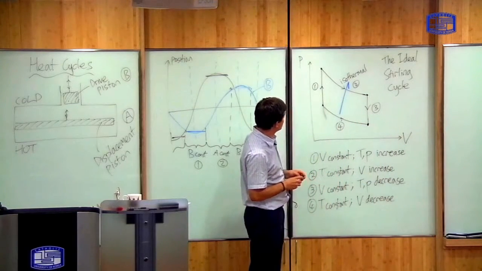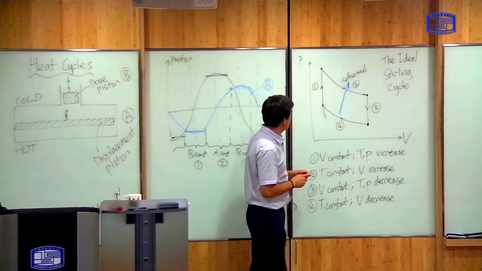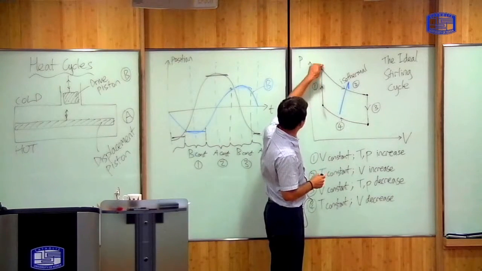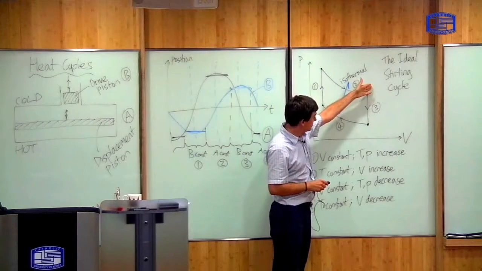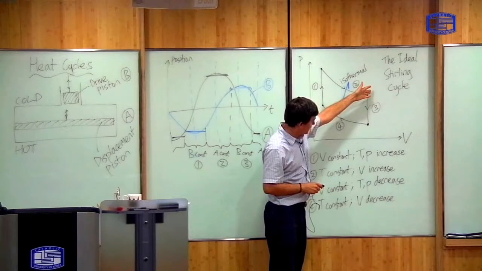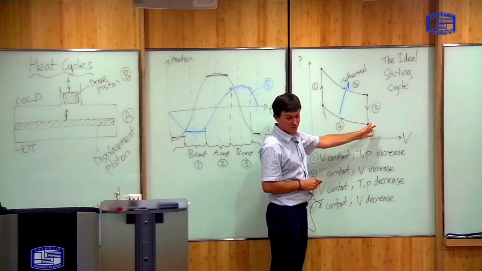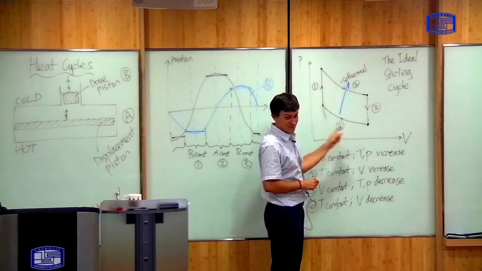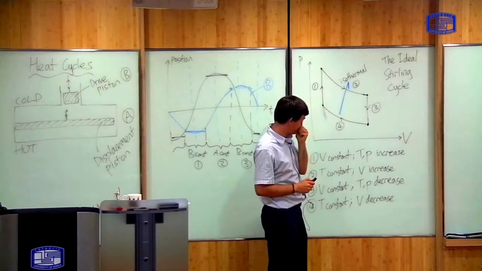So we can make up a Stirling cycle out of an increase in temperature at constant volume, then an isothermal expansion, then a decrease in temperature at constant volume, and then an isothermal compression. And that gives you a cycle which looks like this.